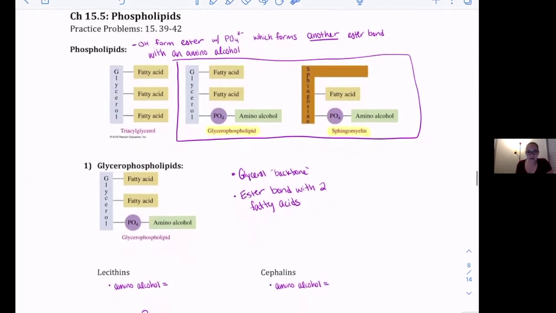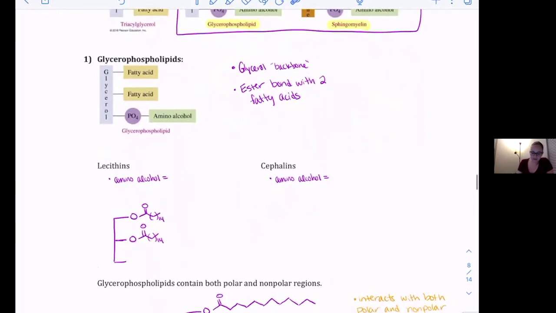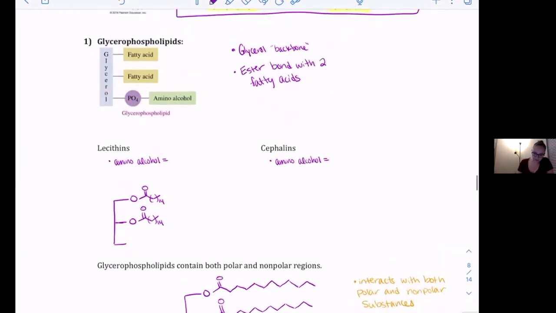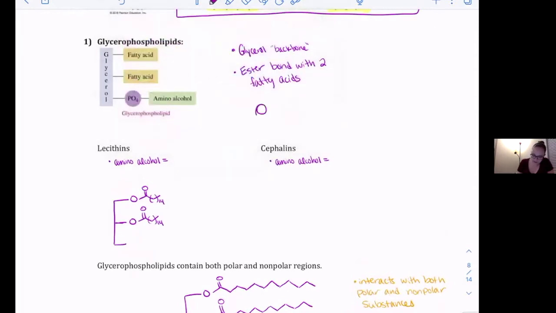So let's go ahead and talk about what a glycerophospholipid is. Again, we have a glycerol backbone here. As it says, glycerol backbone. We have 2 ester bonds with fatty acids. And then we have our phosphate and amino alcohol. So how that's going to look, let me check my colors. Yep. How that's going to look is we're going to have our oxygen from our alcohol.